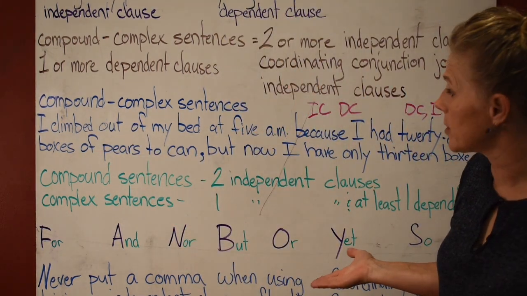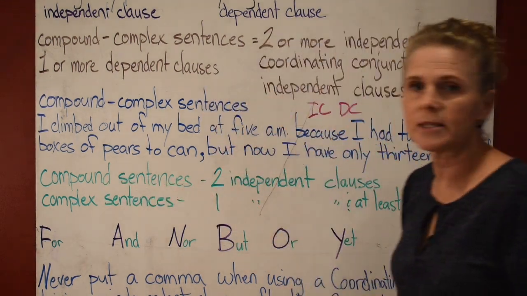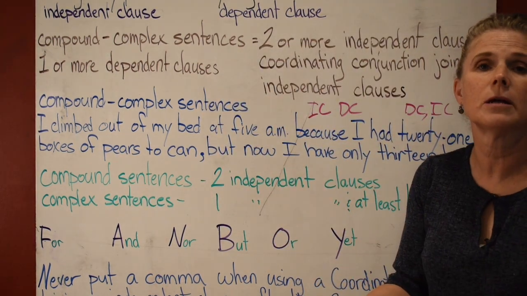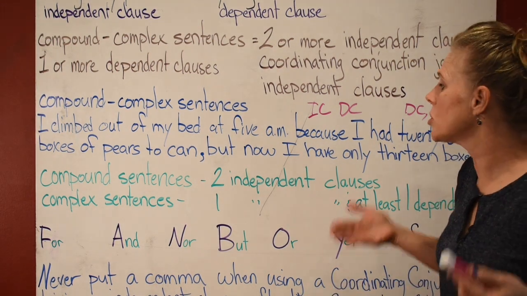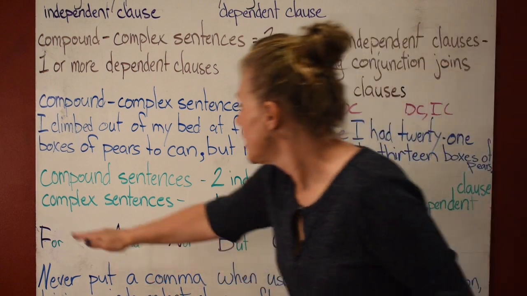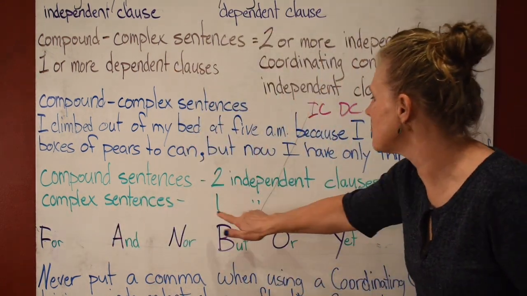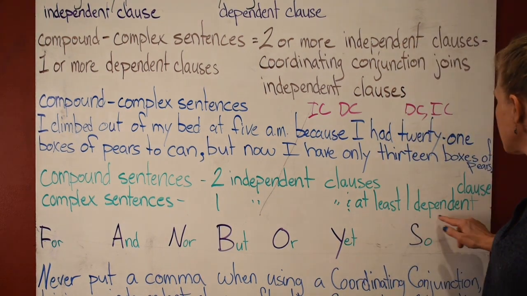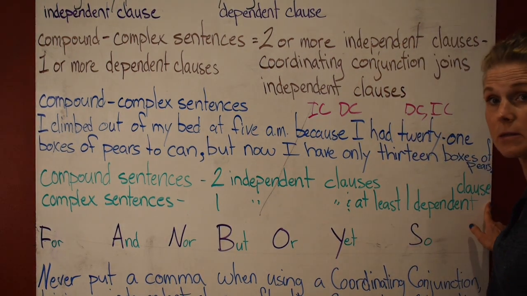Okay, now look at this one, you guys. Compound sentences have two independent clauses. What's an independent clause, Daniel? Something that stands alone. It stands all by itself. That's what an independent clause does. Now, complex sentences have to have at least one independent clause and at least one dependent clause.